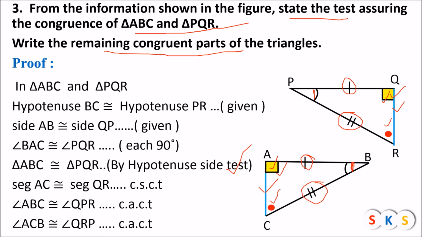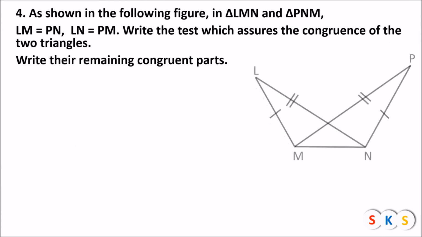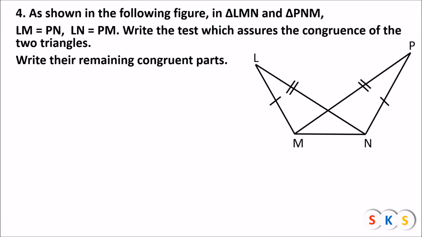Now here we have question number 4. As shown in the figure, in triangle LMN and triangle PNM, LM and PN are equal, LN equals PM. Write the test which assures the congruence of the two triangles and write their remaining congruent parts. What we have to find out is by which test these two triangles are congruent. And afterward you have to write the remaining congruent parts of these two triangles. So let's see the proof of this.